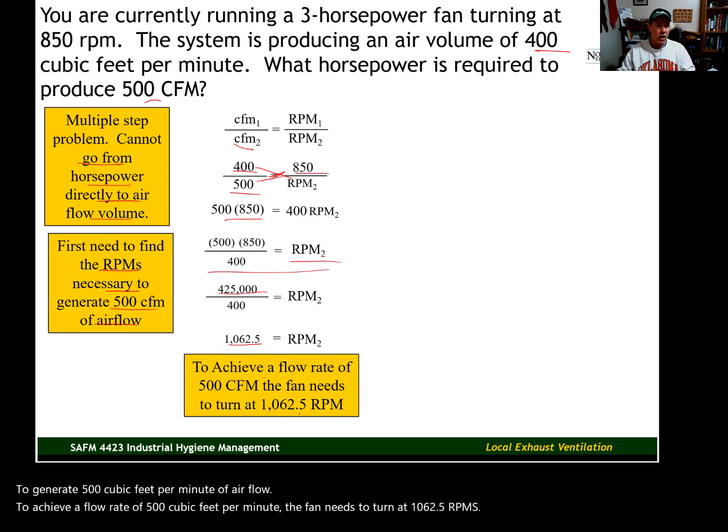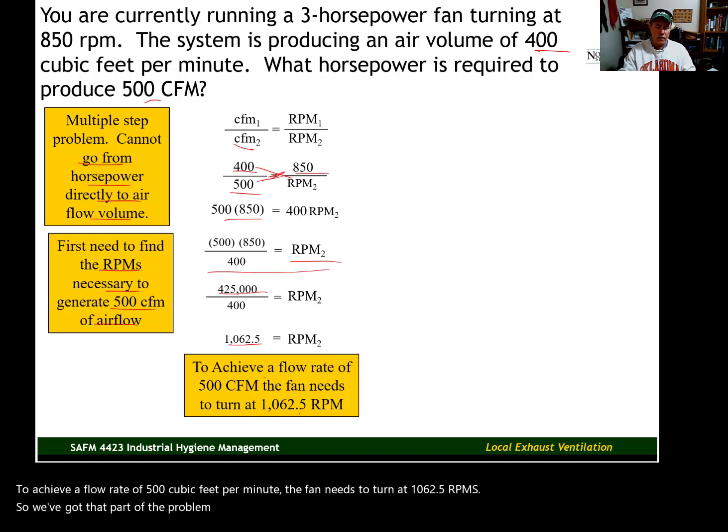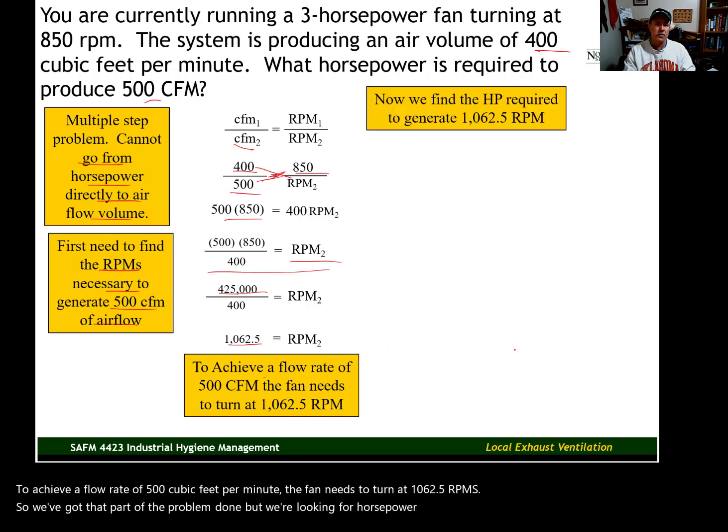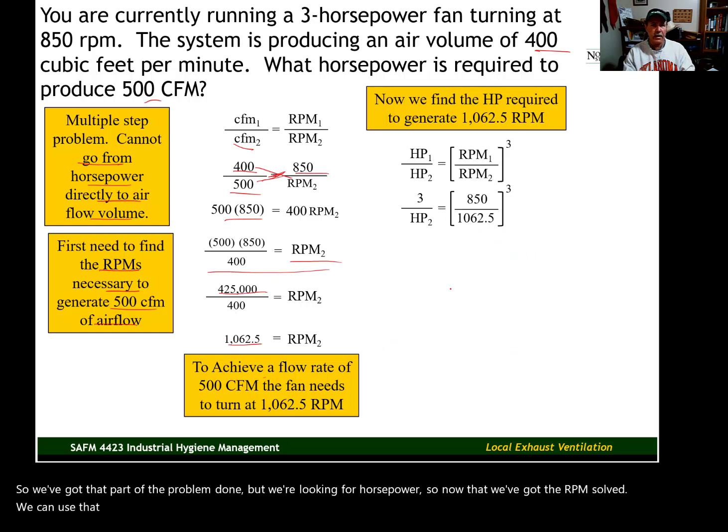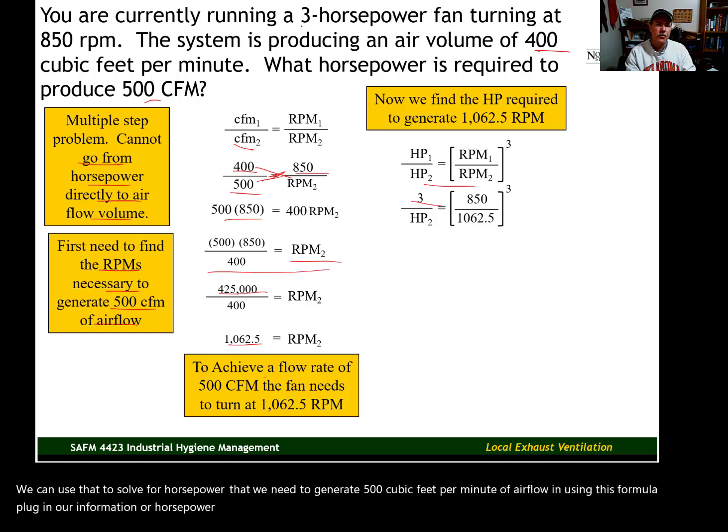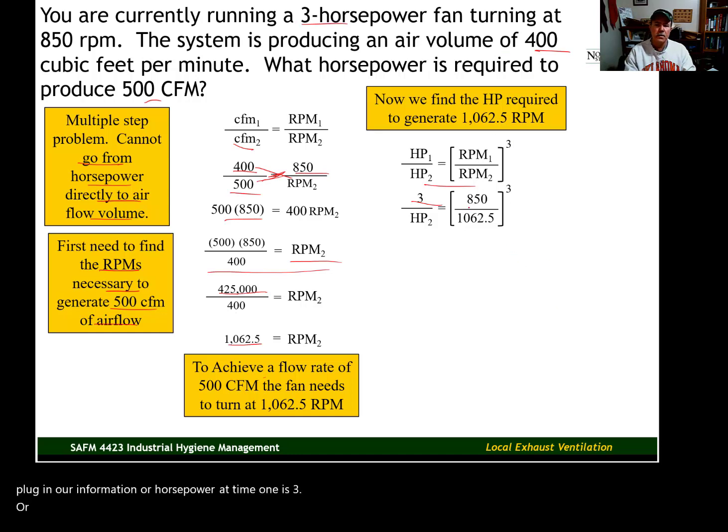So we've got that part of the problem done, but we're looking for horsepower. Now that we've got the RPM solved, we can use that to solve for the horsepower that we need to generate 500 cubic feet per minute of airflow. Using this formula, plug in our information. Our horsepower at time 1 is 3. Our RPMs at time 1, 850, and we just calculated the RPMs at time 2, 1062.5.